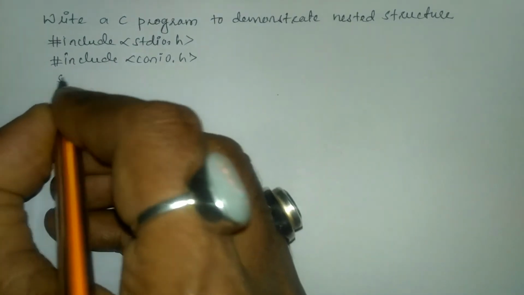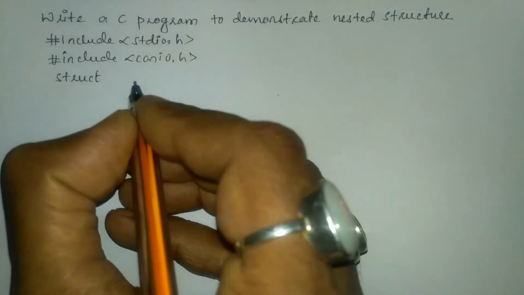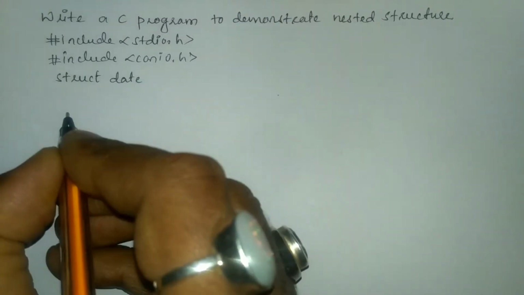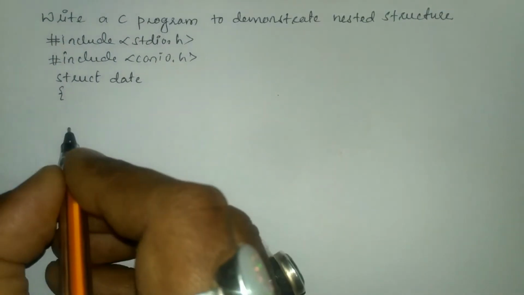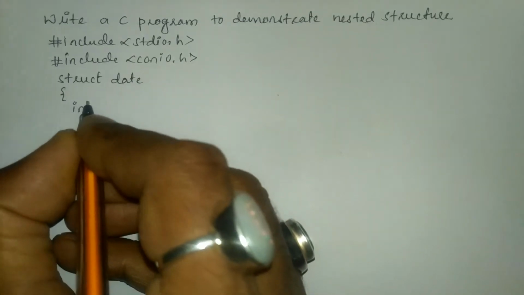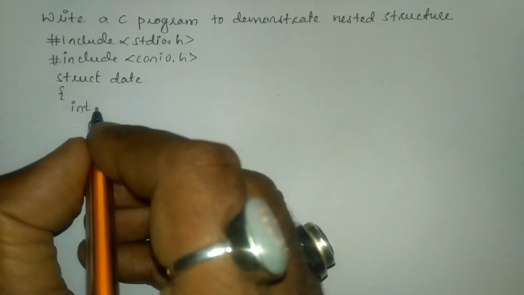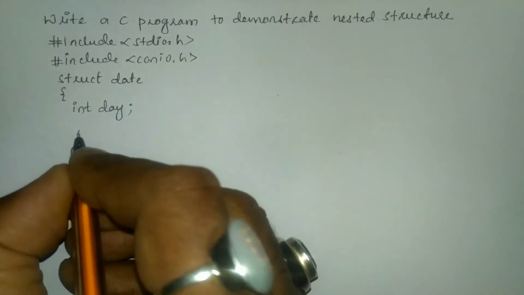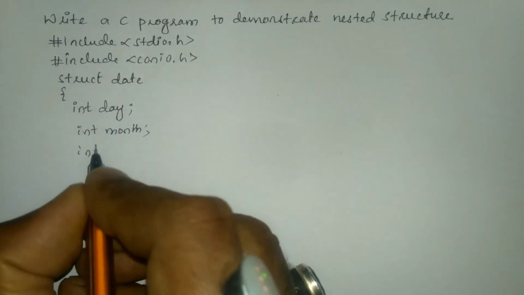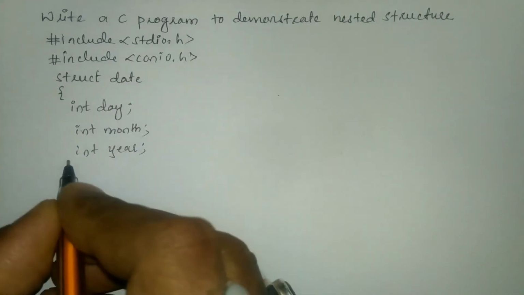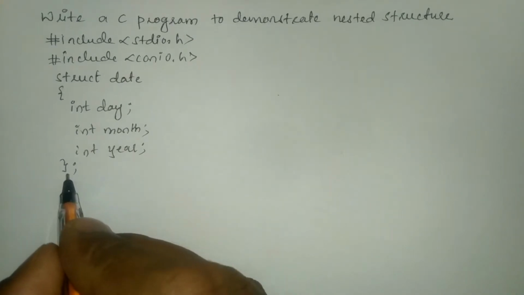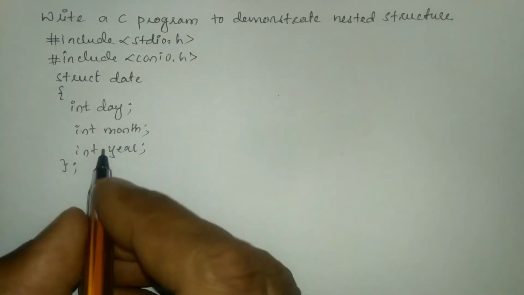Now let us define a structure definition with the keyword struct, and the name of the structure definition is date, consisting of day, month and year. Hence I am going to declare three variables of type integer: int day, int month and int year, put semicolon, curly closing brace and semicolon. That indicates the termination point of a structure definition.